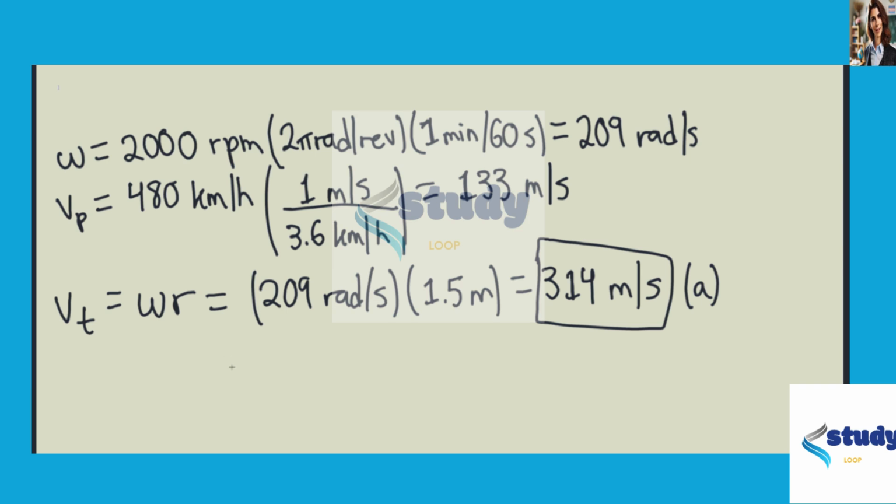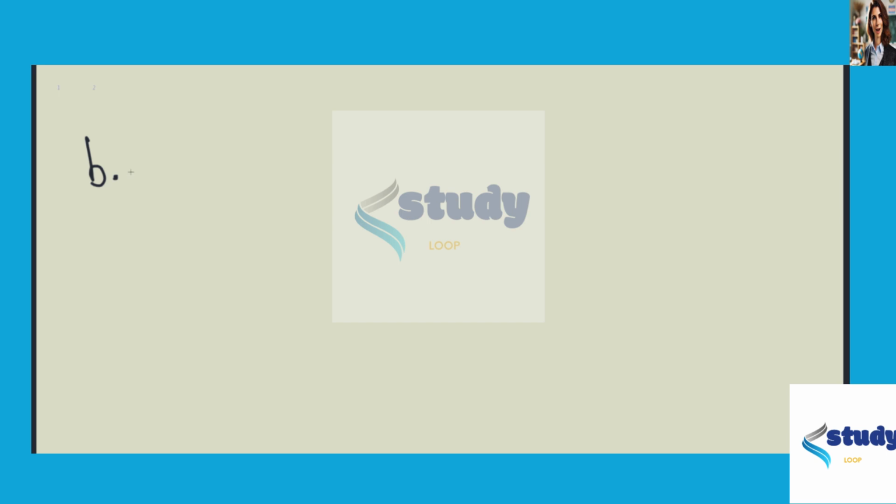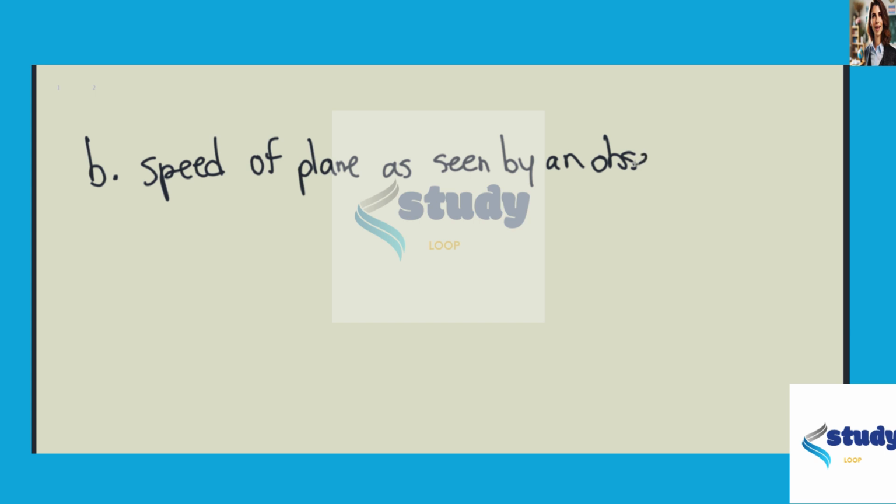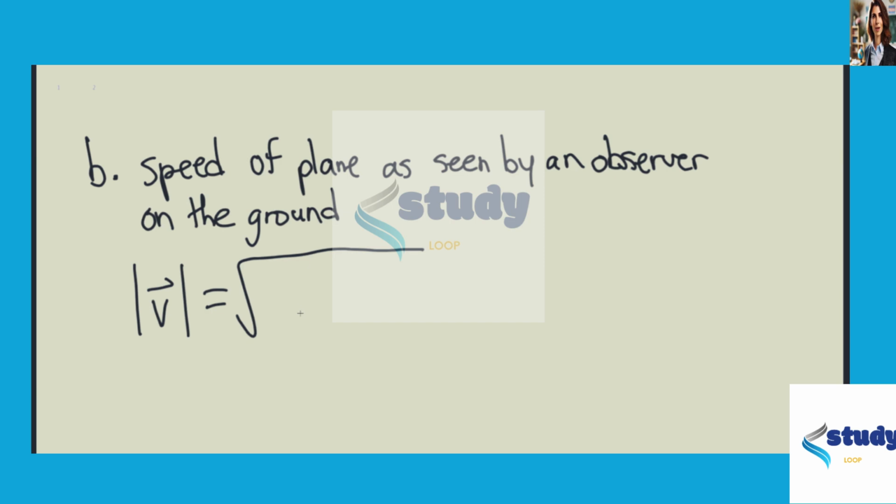And then for part B, we want the speed of the plane as seen by an observer on the ground. That would be equal to the net velocity. So the magnitude of the net velocity would be equal to the square root of the sum of the squares. What I mean by that is the square root of v sub p squared plus v sub t squared.